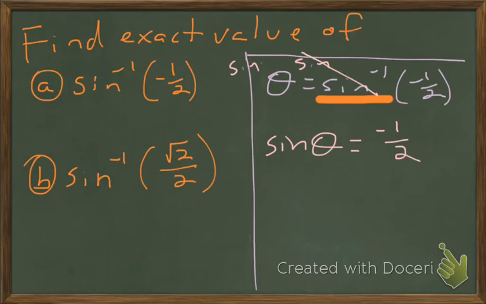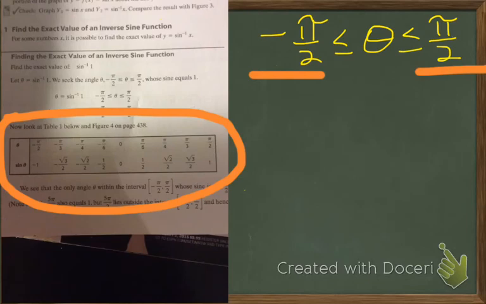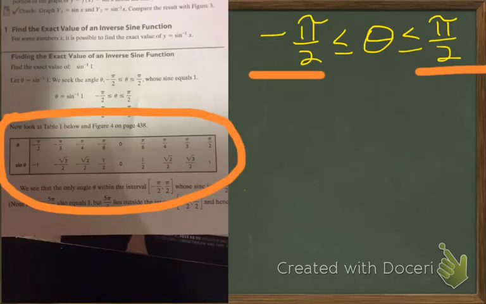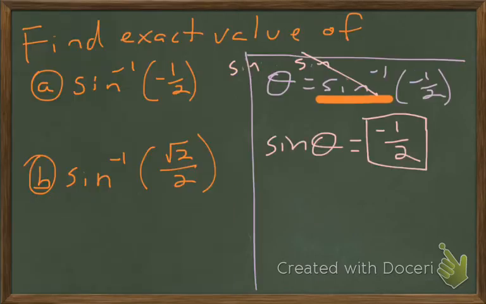Now we need to go back and look at our chart. Once again, we have negative 1/2. So we come over here to our chart, look for negative 1/2, which is right here. And so we find that theta is equal to negative pi over 6.